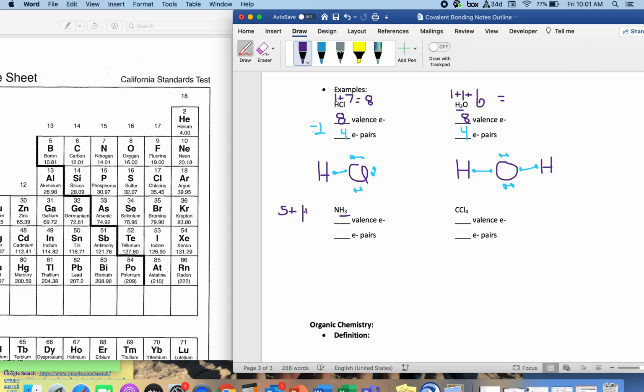I hope you are better at drawing in this than I am. So 5 plus 1 plus 1 plus 1, it's all going to be 8. Well, remember, we're dividing by 2 because everything's in pairs. So 8 divided by 2 would mean that I'm going to end up with 4 pairs of electrons. Okay. So that kind of gives me an idea of what I will look like.